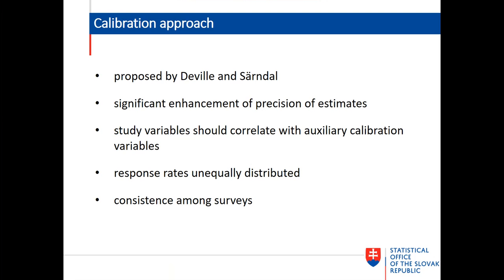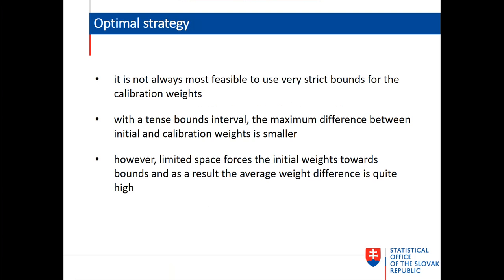This approach was proposed first by Deville and Särndal, and it allows for significant enhancement of precision of estimates. But the condition is that the study variables should correlate with the auxiliary calibration variables as much as possible. This approach is especially effective when response rates are unequally distributed and correlated with the population variables. And last but not least, this calibration approach can bring us consistency among many surveys.